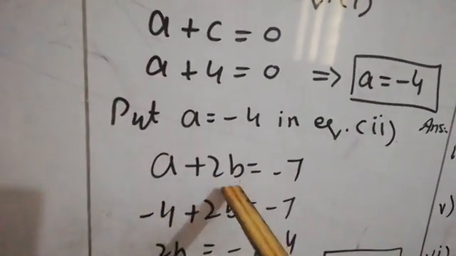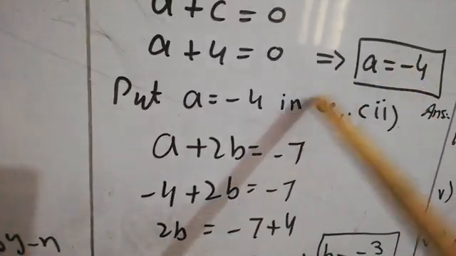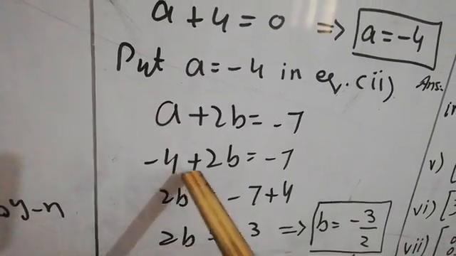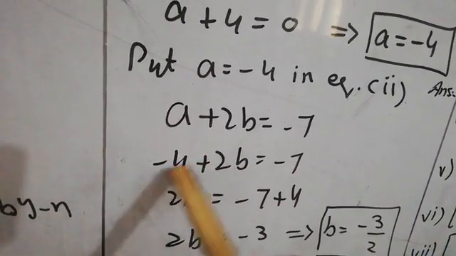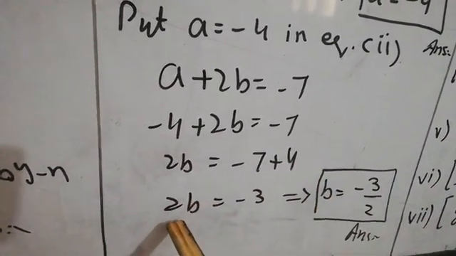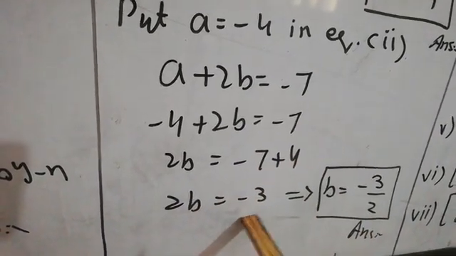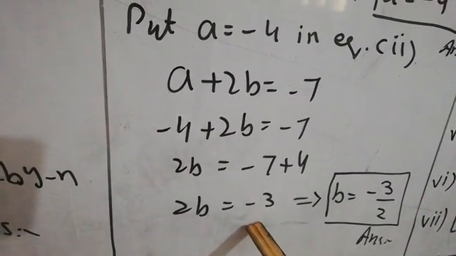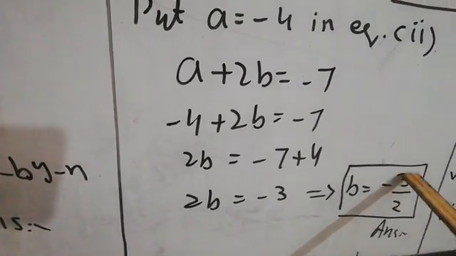Now we have three values A, C and D, and we move to equation number 2. First of all, write the equation A plus 2B equals minus 7, and put the value of A, minus 4. So minus 4 plus 2B equals minus 7. Add 4 on both sides and we get 2B equals minus 7 plus 4, which equals minus 3. We divide both sides by 2 and get the value of B, which equals minus 3 by 2. So now we have the values of A, B, C and D. All these are the answers.